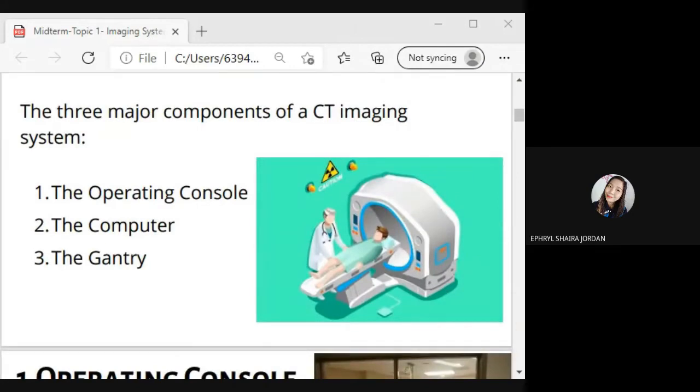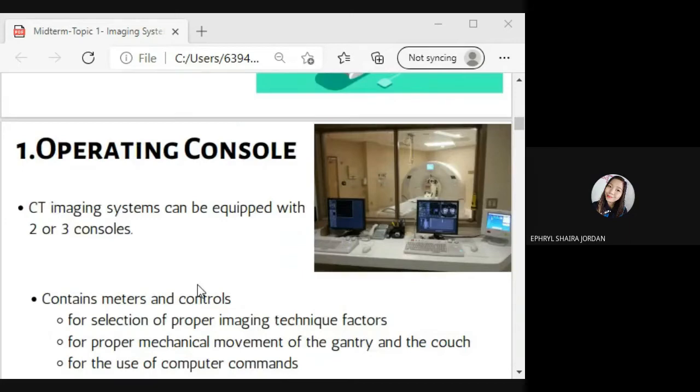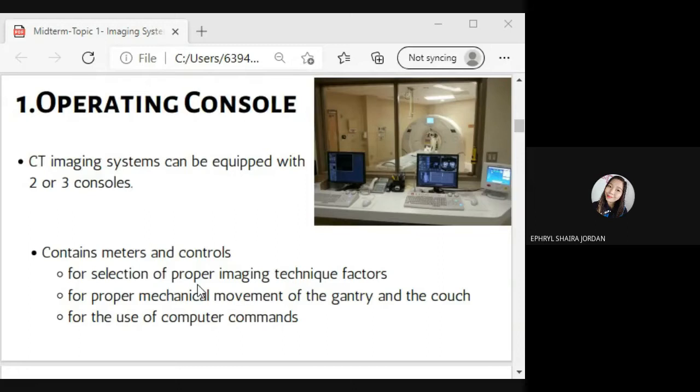The imaging system design of computed tomography includes three major components of a CT imaging system, which are the operating console, the computer, and the gantry. Each of these major components has several subsystems. The first major component is the operating console.